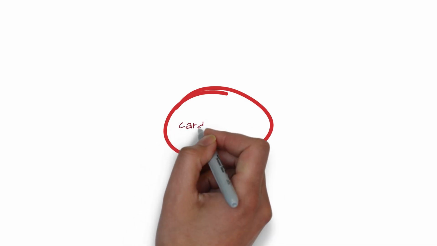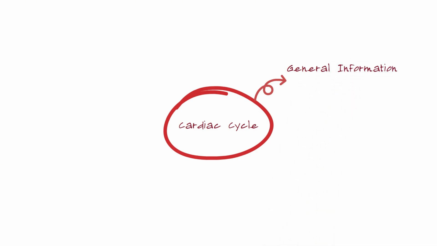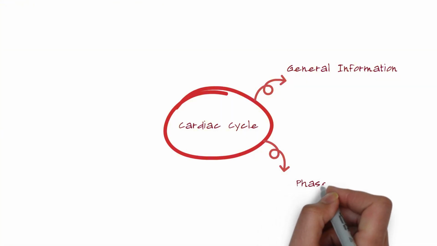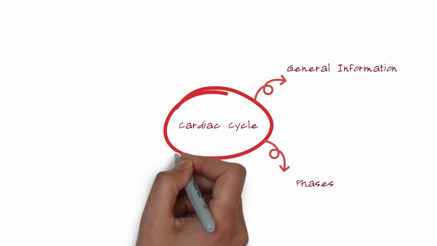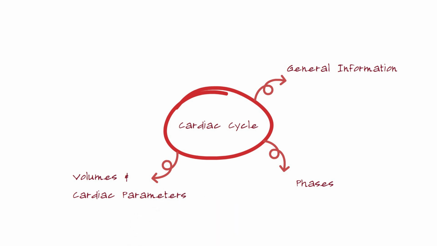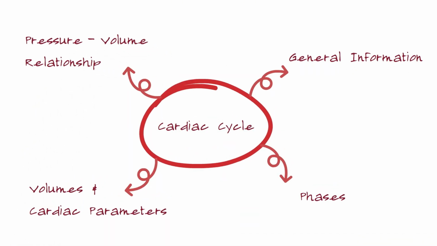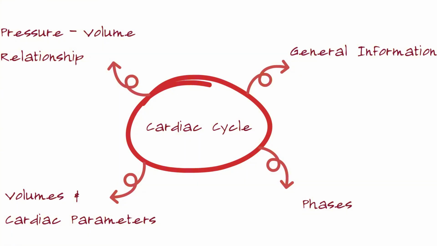Today we are going to simplify the cardiac cycle in a very organized way. We will cover five main parts. First, we will discuss the general overview. Second, we will talk about the basic structure of the cardiac cycle in much more detail. And then we are going to talk about the important volumes and the cardiac parameters, and last we are going to discuss the pressure volume relation curve. So let's start with the general basic information.